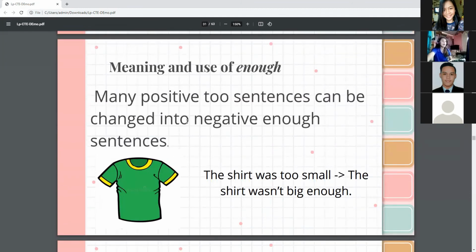Russell, will you please read the meaning and use? Okay, ma'am. Meaning and use of enough. Many positive too sentences can be changed into negative enough sentences. For example, the shirt was too small. The shirt was not big enough. So the positive sentence here is the shirt was too small. When we turn it into the negative enough sentence, it should be the shirt wasn't big enough. It means that the shirt doesn't fit him, because it was too small. So it wasn't big enough. Okay, next.